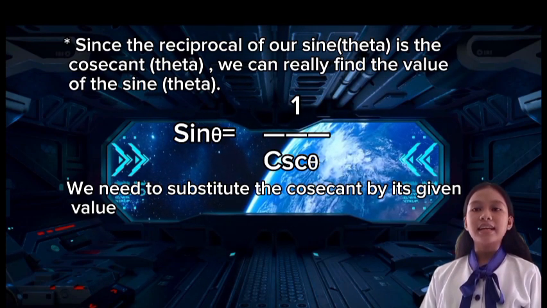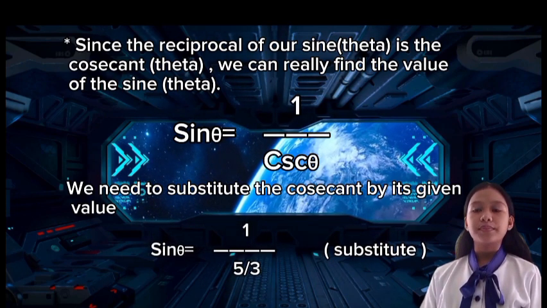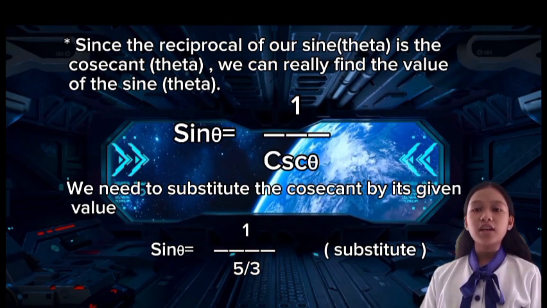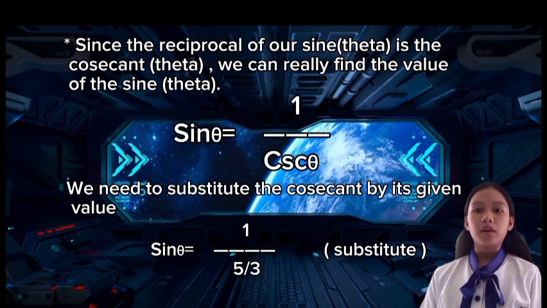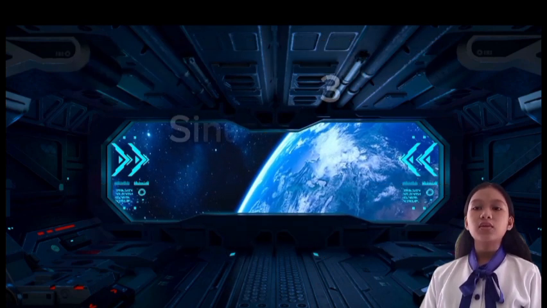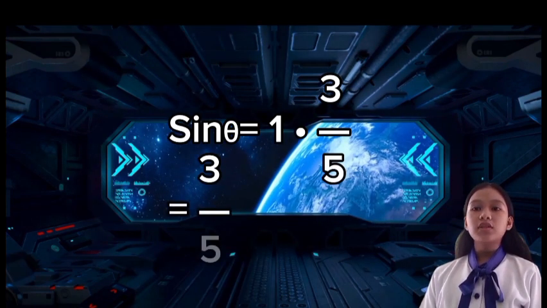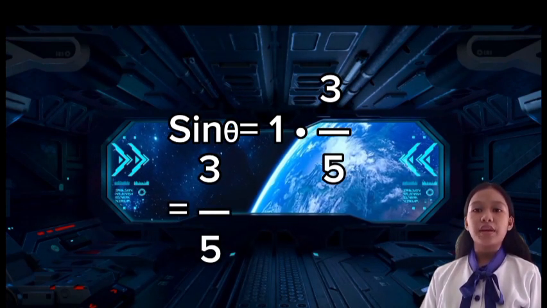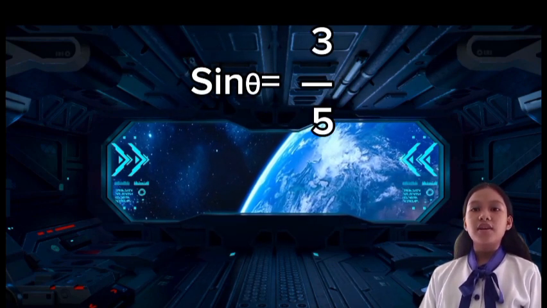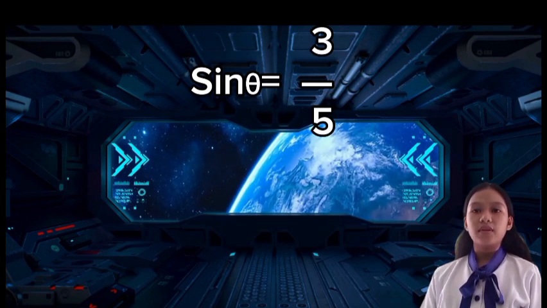So sine theta is equal to 1 over 5 over 3. Since our denominator is a fraction, we need to get its reciprocal and proceed to multiplication. Sine theta is equal to 1 times 3 over 5. So 1 times 3 over 5, the answer is 3 over 5. So our sine theta is equal to 3 over 5.